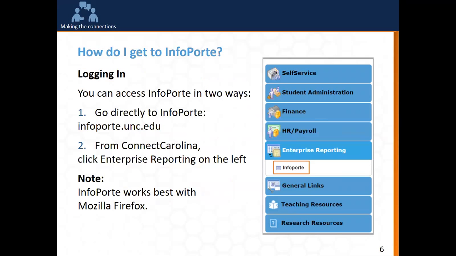First, there are two ways of logging in. You can access InfoPorte directly by going to infoport.unc.edu, or you can go to Connect Carolina and click on Enterprise Reporting on the left. InfoPorte works best with Mozilla Firefox or Google Chrome, but usually we have more problems with Internet Explorer, so we don't really guide people to that one. But it should really work with any of them. If you have a problem with one, try it with Firefox or Chrome.